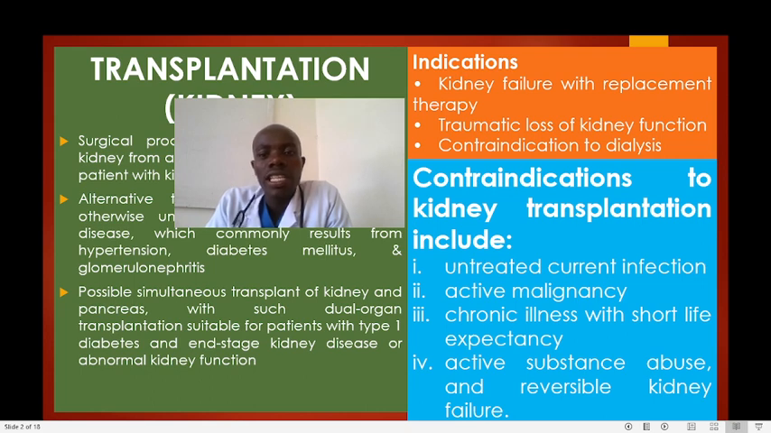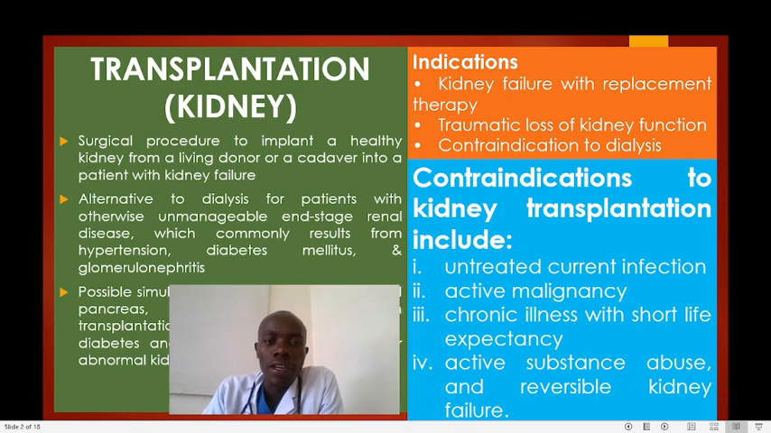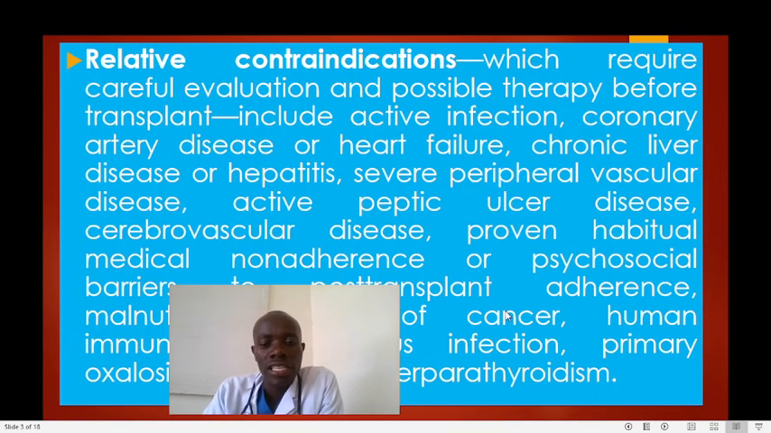Chronic illness with short life expectancy. Is there a need for you to undergo transplantation if you are suffering from a chronic illness with short life expectancy? Let me get your views and see how it happens. But we are also saying that active substance abuse and reversible kidney failure can be contraindications of kidney transplant. So we have several contraindications.